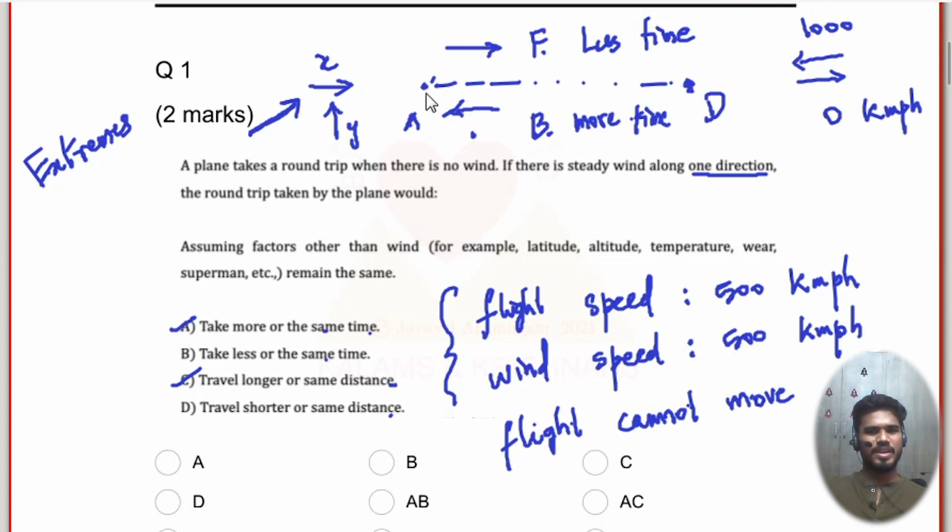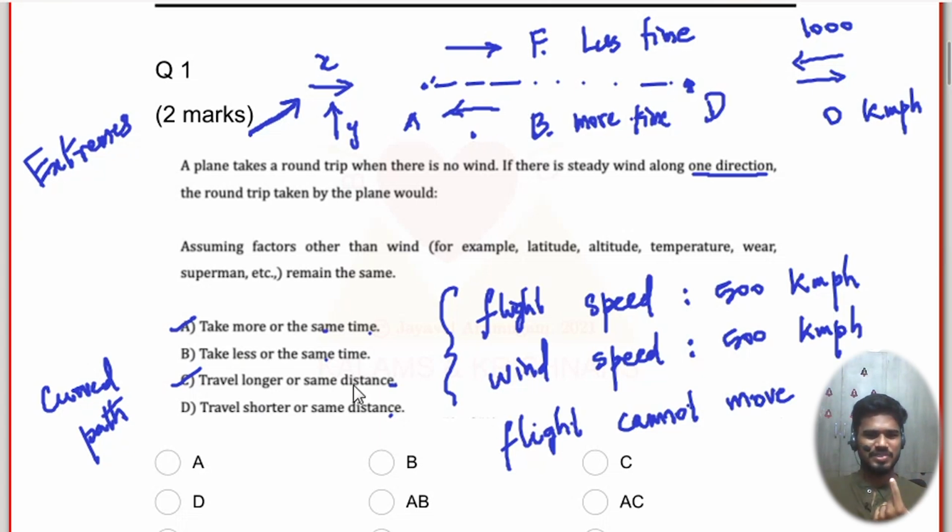Notice if there is wind, you have to make a correction for it. If there is no wind, let's say you can move in a straight line. With wind, you are taking a curved path. That's why C is correct. With wind, you have a curved path. One could say, sir, we can choose a direction such that the flight will move in a straight line.